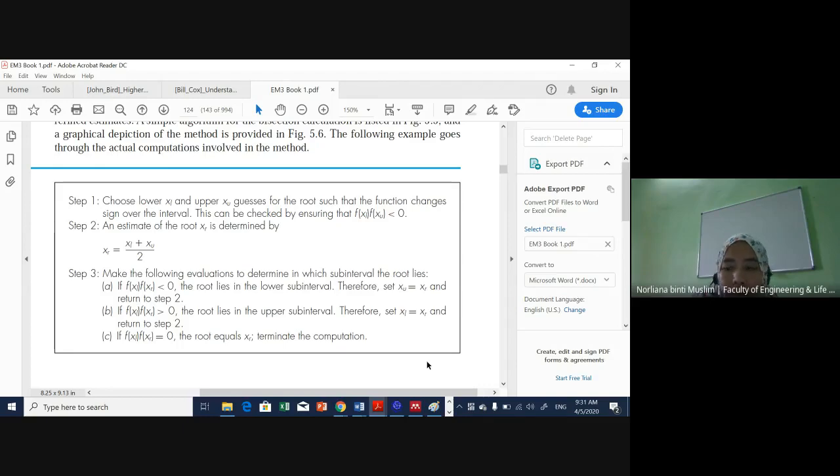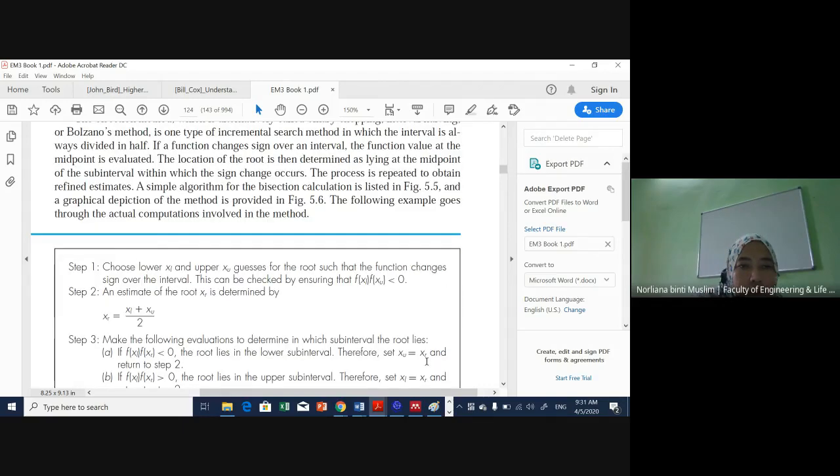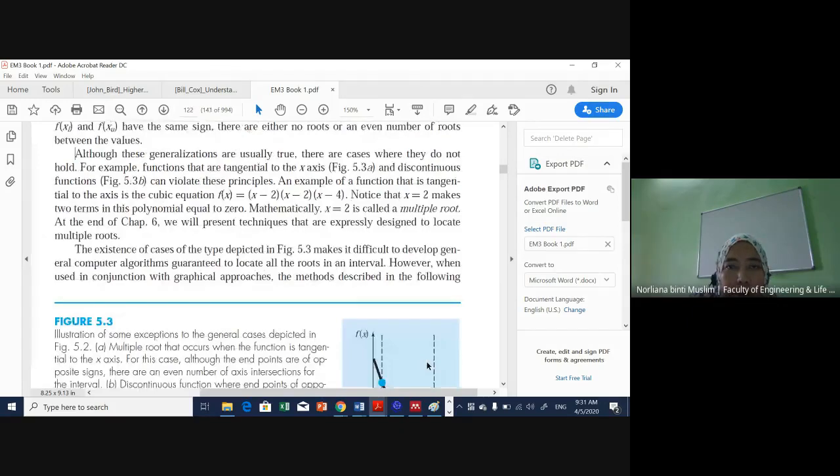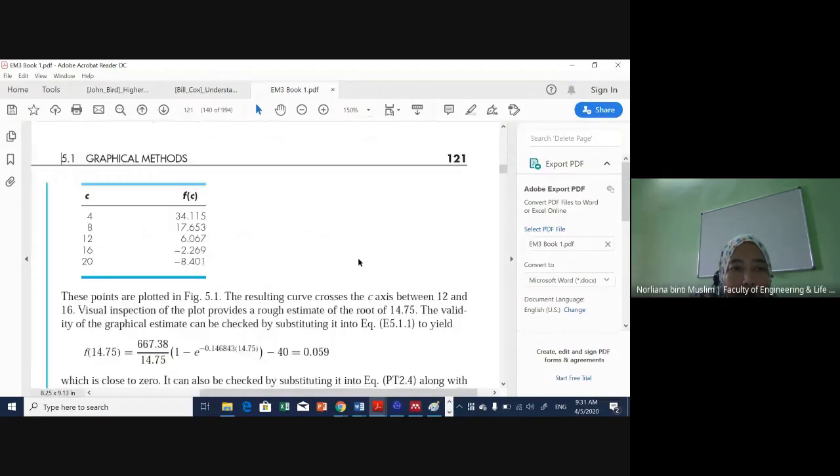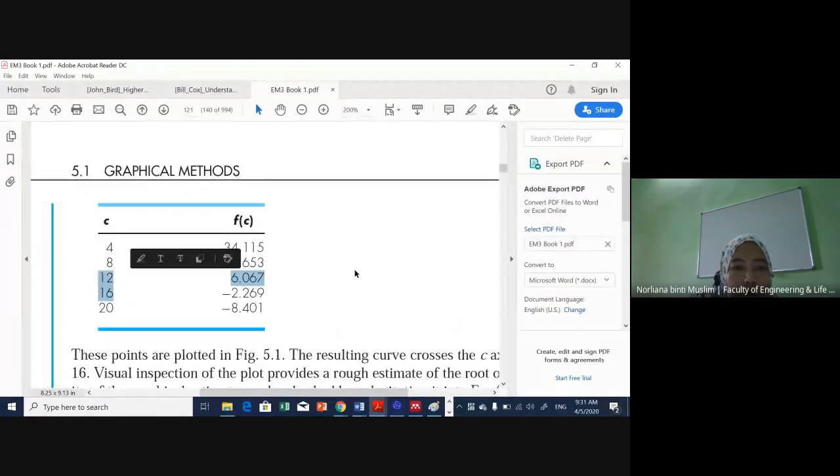Okay, I will go back to the table just now. I already highlighted this one. 12, 16. So you already knew that the true value just now is 14.7802. Okay, so we will start the interval for bisection method using 12, 16. Okay, so that is the explanation for step number 1 just now. So step number 1, choose a suitable interval that contains the true value.